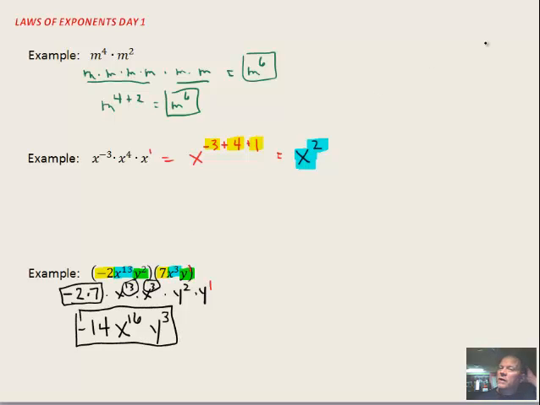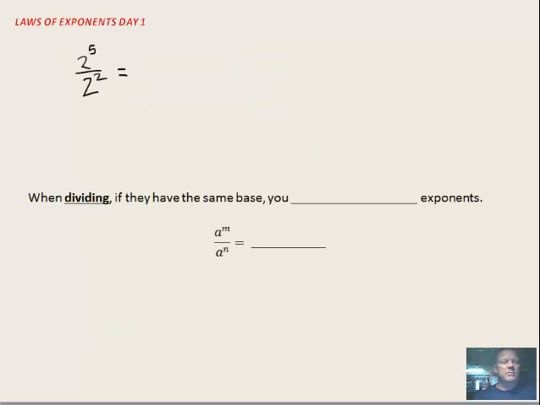Okay? So that's multiplication. Now we're going to look at the second type of law we have with the exponents, and that's going to be division. Alright, so let's look at this example to start out with. If I have 2 to the 5th, remember that means 2 times itself 5 times. So 2 times 2 times 2 times 2 times 2. Alright, over, so 2 to the 5th over 2 to the 2nd. 2 to the 2nd just means 2 times 2.